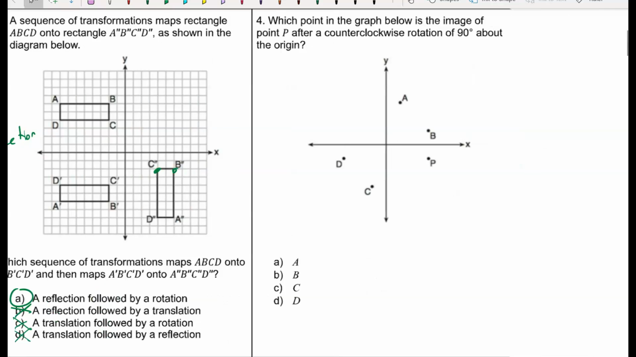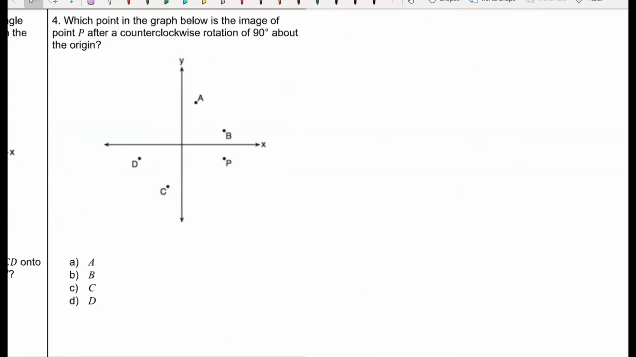Number 4. Which point in the graph below is the image of point P after a counterclockwise rotation of 90 degrees about the origin? So let's hone in on point P there. Remember that counterclockwise is the opposite of the direction of a clock, so I'm moving this direction around my origin. So if I'm going 90 degrees, I should probably end up somewhere about here. B would be just a little bit too small. That doesn't look like a 90-degree angle there.